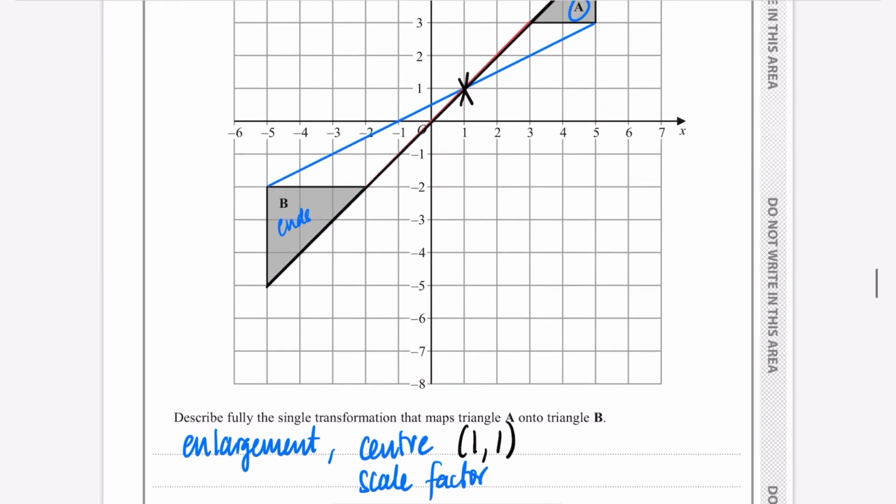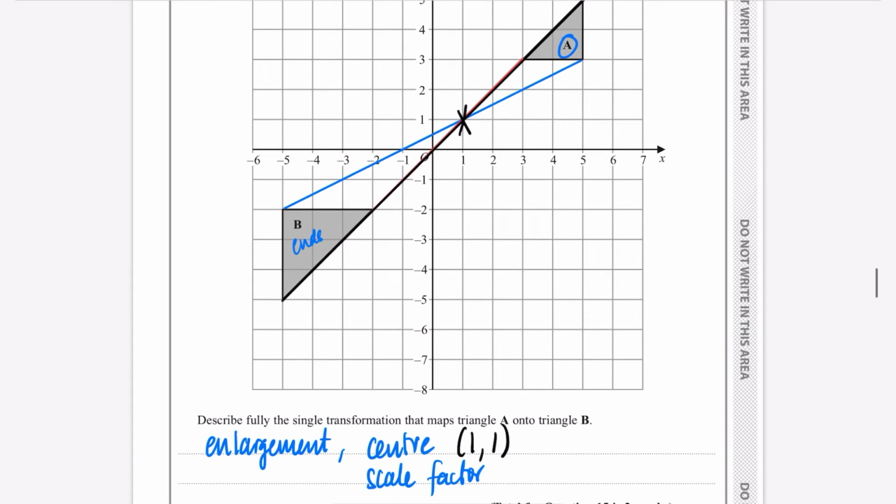Now we're going to work out what the scale factor is. The scale factor, let's just concentrate on one point. I'm going to concentrate on this point that was here, which in actual fact, yeah, I did do that in red. That one has changed to this point. So from the center of enlargement, we're going 2 right and 2 up.